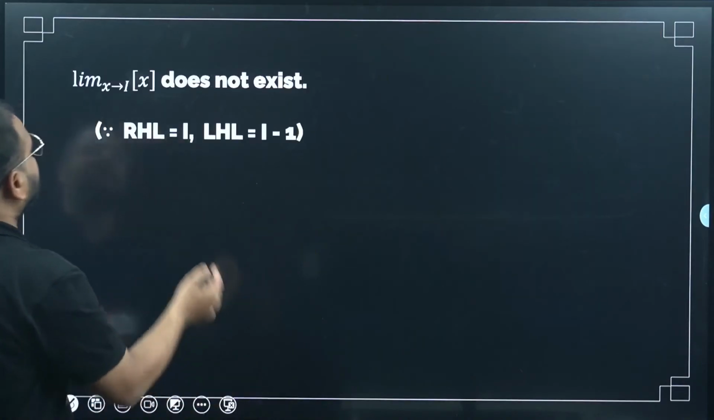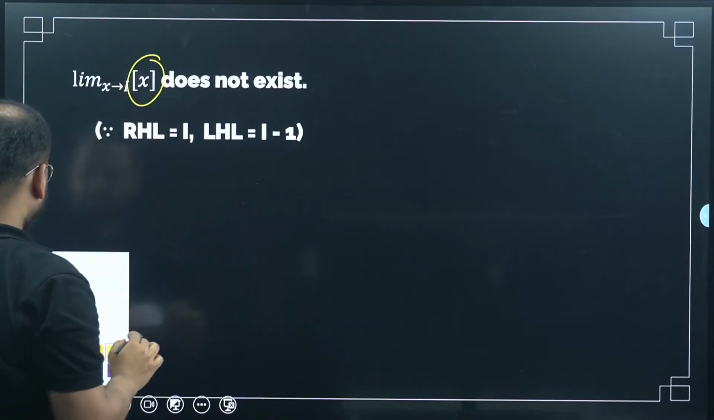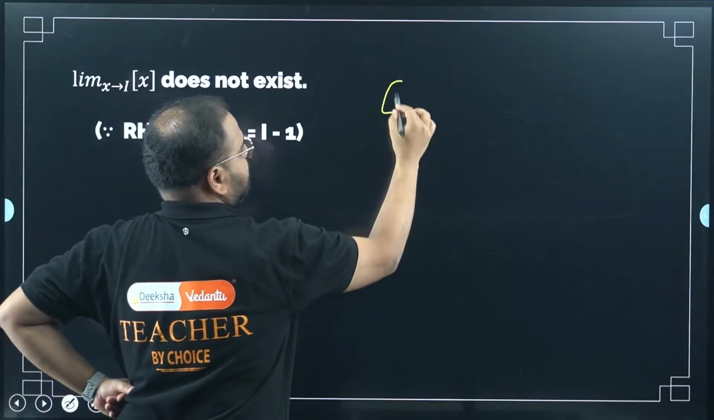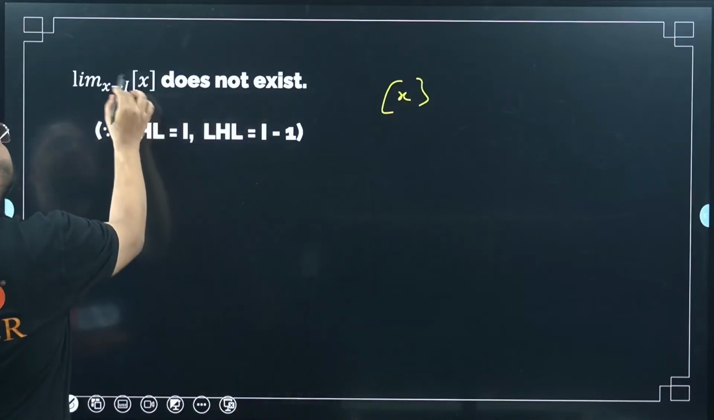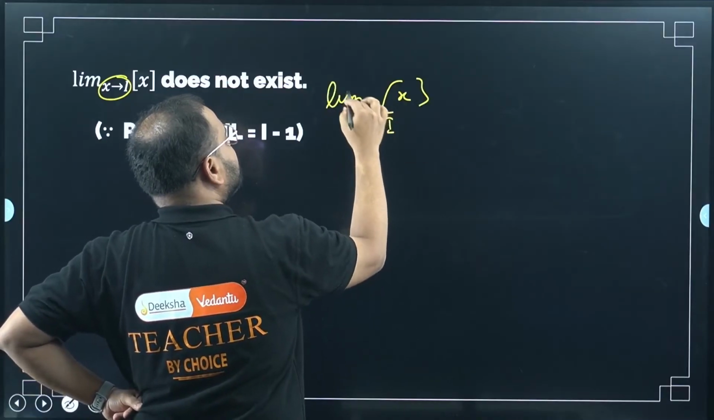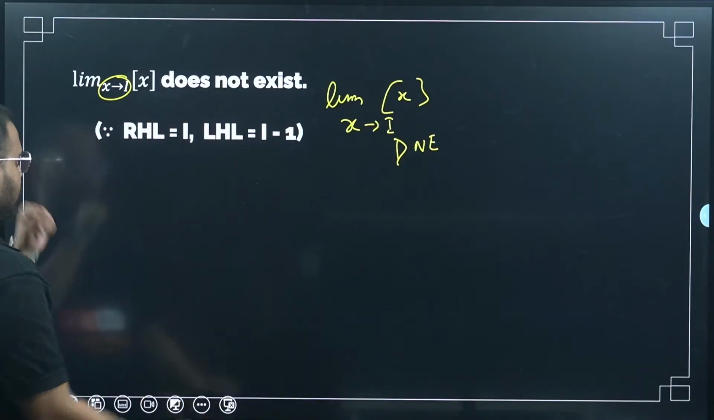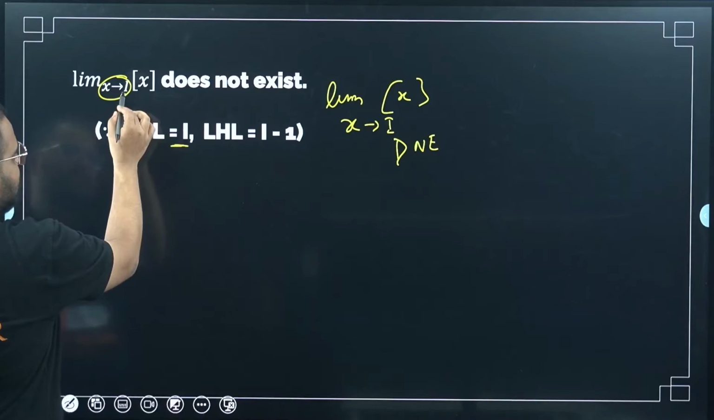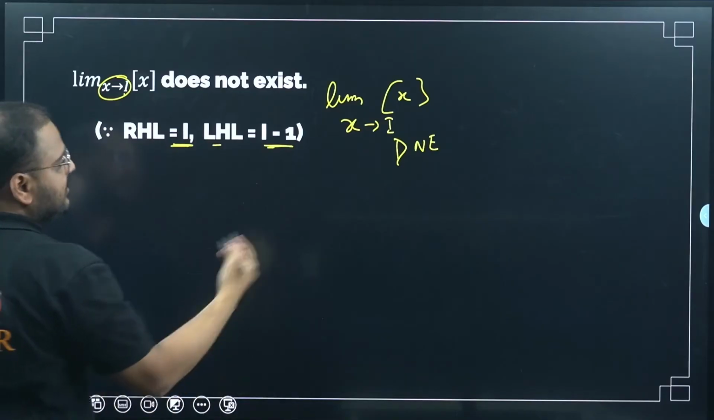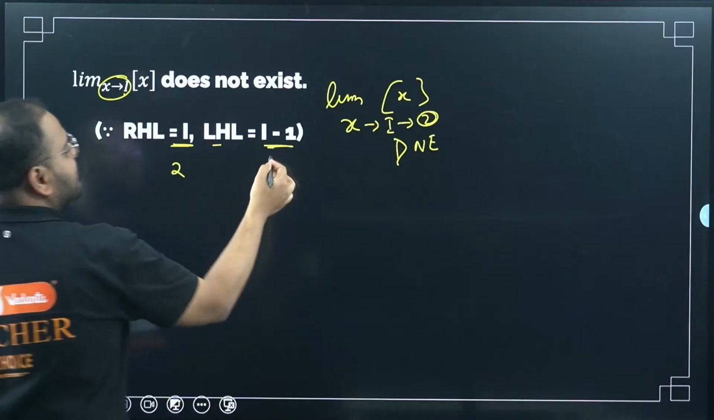So you can actually make a point here for any greatest integer function. Let me repeat. For a greatest integer function, finding the limit at an integer will never exist. Why, sir? Because if this integer is I, the RHL will always be I and the LHL will be I minus 1. In our case, this I was 2, so I got RHL as 2 and LHL as 1.